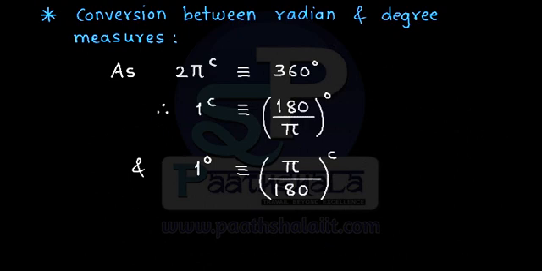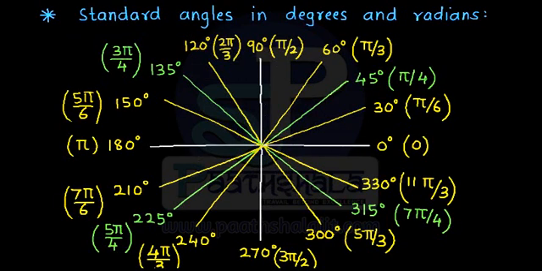As we have seen, 2 pi radians are equivalent to 360 degrees. So we have 1 radian equal to 180 upon pi degrees. On the other hand, we can also write 1 degree is equivalent to pi by 180 radians. So these are the formulae that we use to convert the measures of angles from degrees to radians or vice versa. Let us practice converting these measures, because we'll be frequently using both of the measures in the sums.